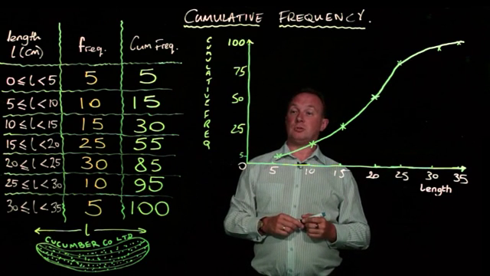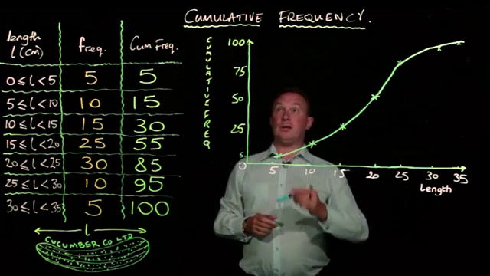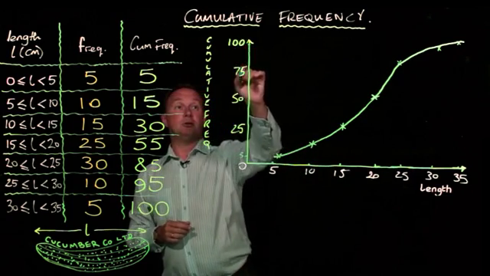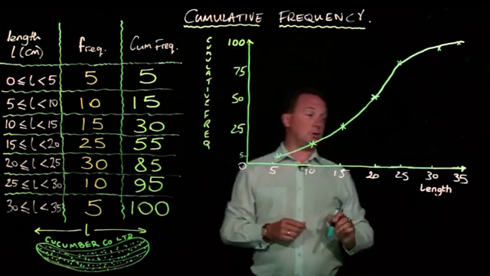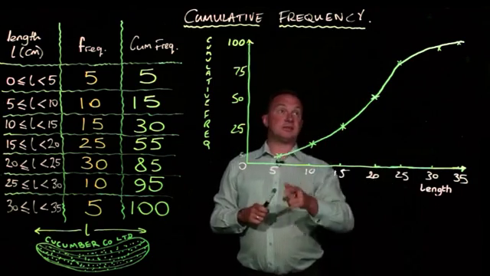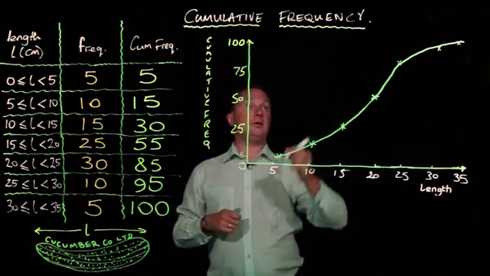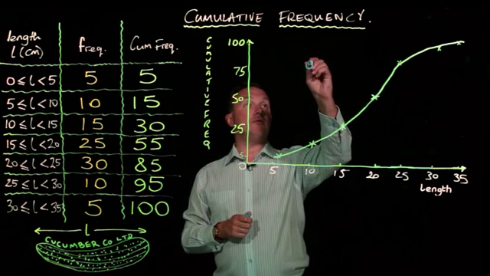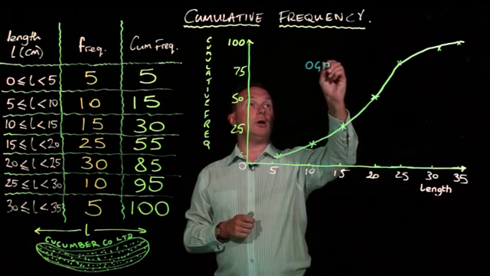And on the cumulative frequency graph, you can see down the side, there's our 100 cucumbers, and along here, there's the length of those cucumbers. Now, this curve that we have here is called an ogive, O-G-I-V-E.